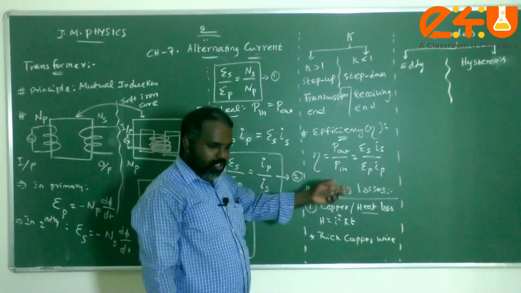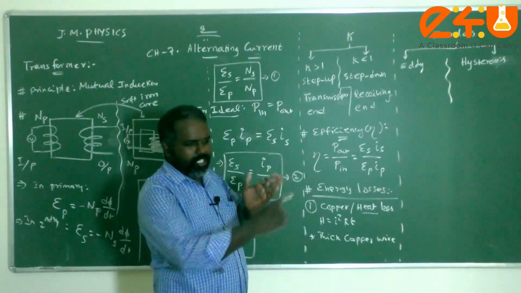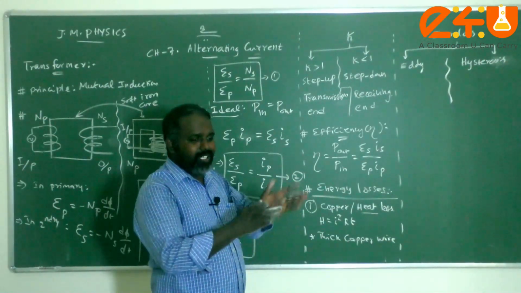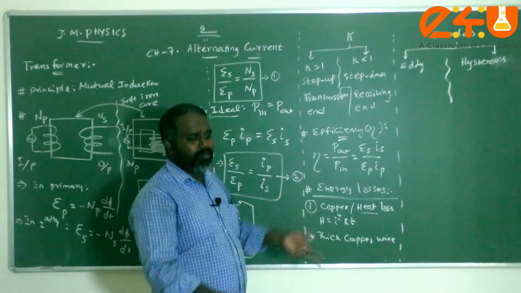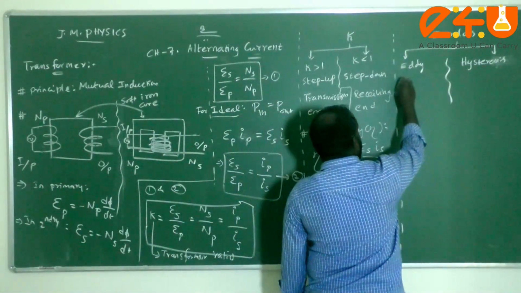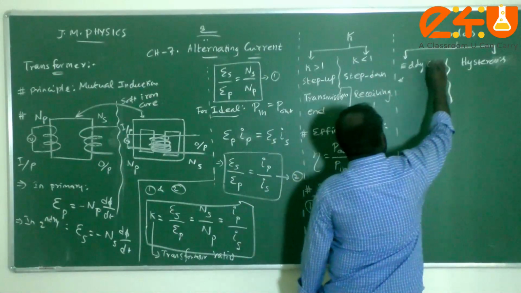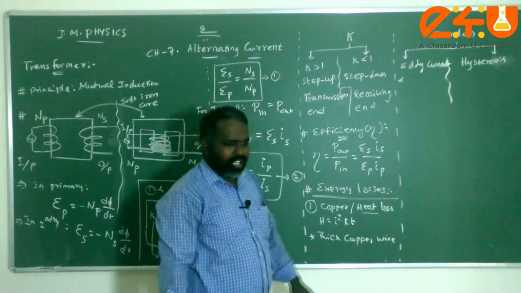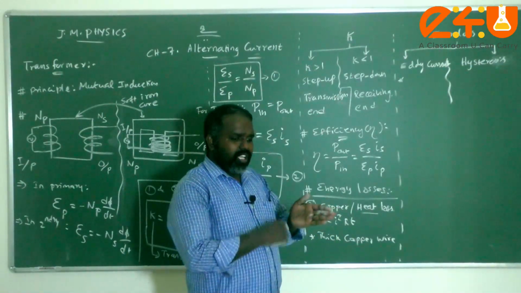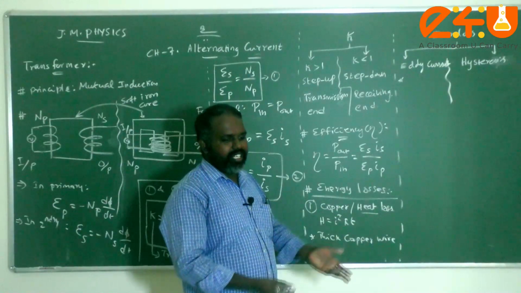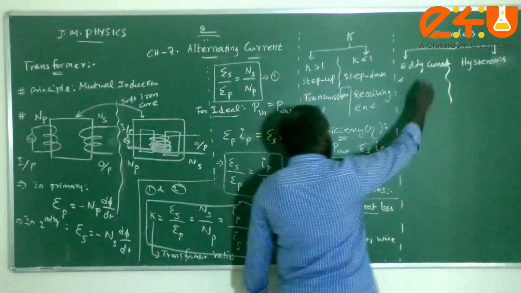When eddy current is produced, flowing in the core of the transformer, it results in the Joule heating effect. That means energy is wasted in the form of heat energy due to the production of eddy current. So what is eddy current loss, children? Yes, due to the time varying magnetic flux, eddy current is produced in the core of the transformer, which leads to heat loss. That type of loss is eddy current loss.